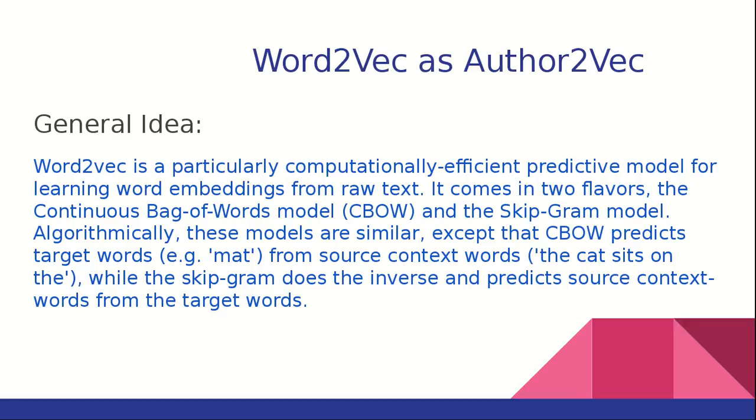So as I said earlier, in our case the word2vec is author, so we call it author2vec. It contains two flavors, the continuous bag of words and skip-gram. Algorithmically, these models are similar, except that CBOW predicts target words, and as mentioned earlier, they're just exactly the opposite.